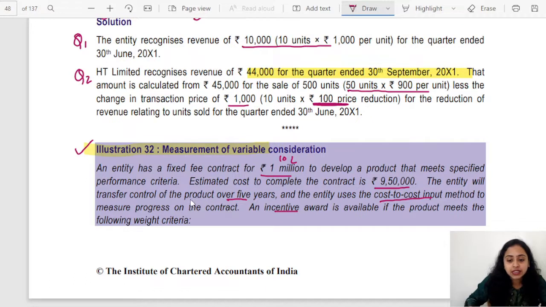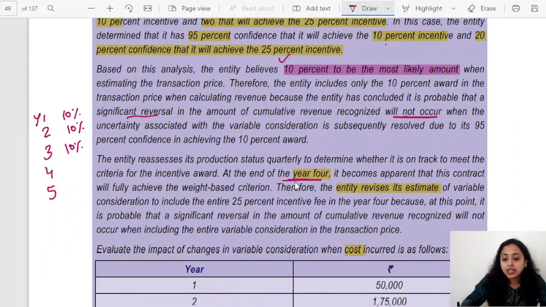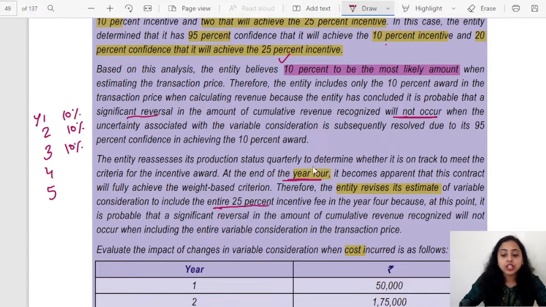Because it has been said that the product will be transferred, the transfer control will be done over 5 years. Okay, so here at the end of year 4, it becomes apparent that this contract will fully achieve the weighted based criterion. Therefore, the entity revises its estimate of variable consideration to include the entire 25%. So, from year 4, they are assuming that they will be achieving 25% of the criteria. That means the variable consideration will be 2,50,000, 2,50,000.